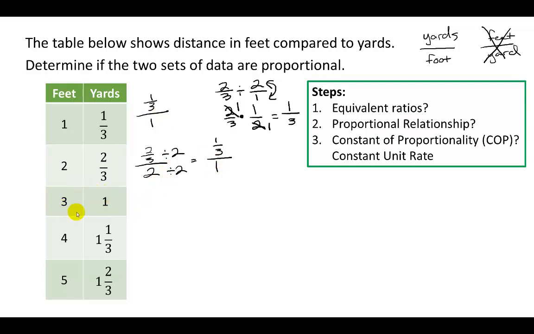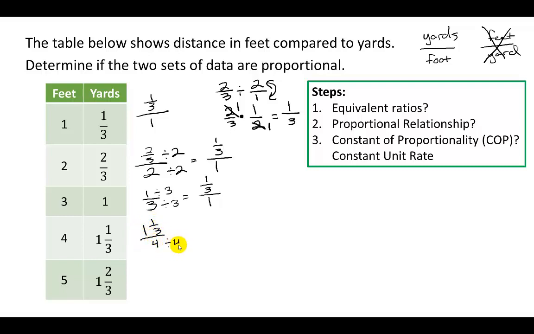I'm going to look at my third entry now. I have 1 yard over 3 feet. Well, I can divide by 3's, and so that will give me a 1 on the bottom, and 1 divided by 3 can also be rewritten as 1/3, which is another equivalent ratio. Moving on, I will have 1 and 1/3 over 4 feet.